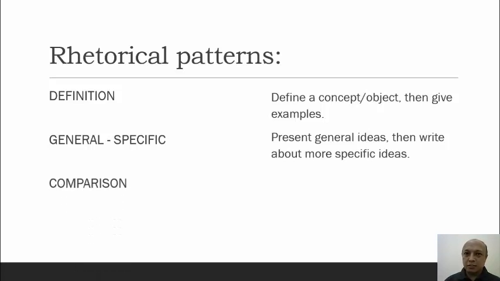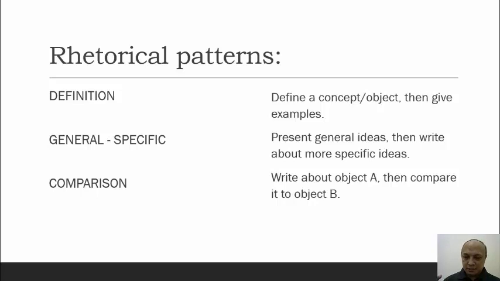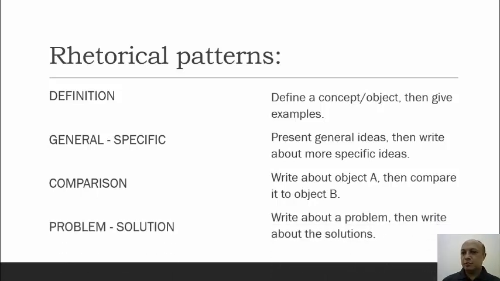Now the third rhetorical pattern is called comparison. Comparison is you write about object A and then you compare it to object B. This is you compare two objects or two things or two concepts. Yeah. Okay. In problem solution, first you write about the problem and then you write about the solutions to the problem. Okay, so these are four types of rhetorical patterns.